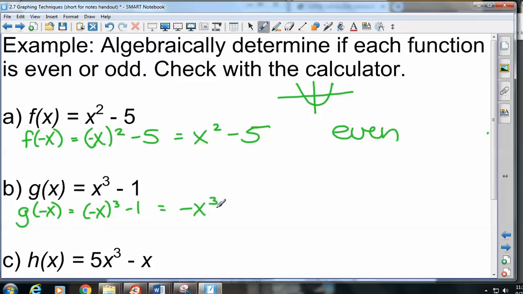if you cube a negative, it remains negative. So this is not what I started with, which means it is not even. To be odd, it has to be the exact opposite of what you started with. Is this the same thing as taking the original times negative 1? No. This one is neither even nor odd. If you think about your transformations, x cubed is a chair. That minus 1 would move it down 1. If you graph this, is that symmetric to anything? No.